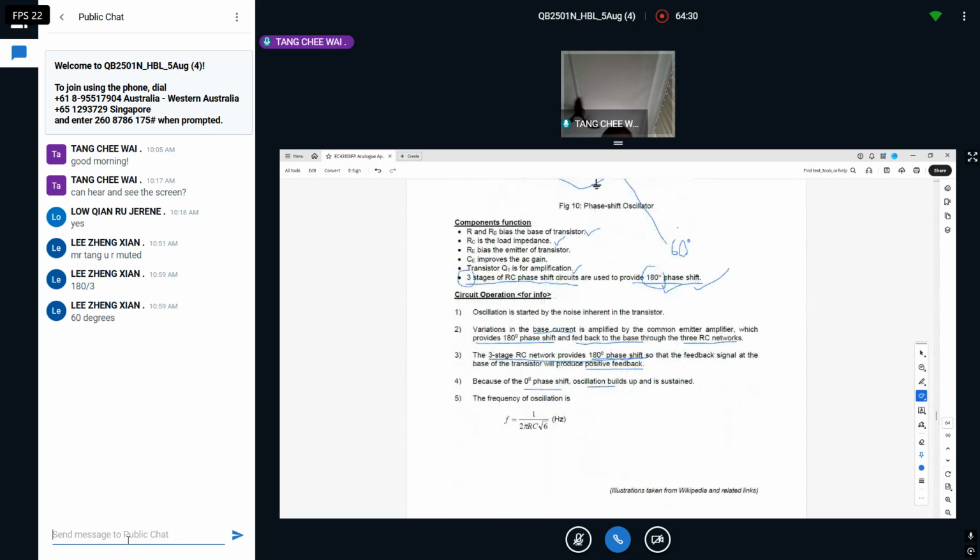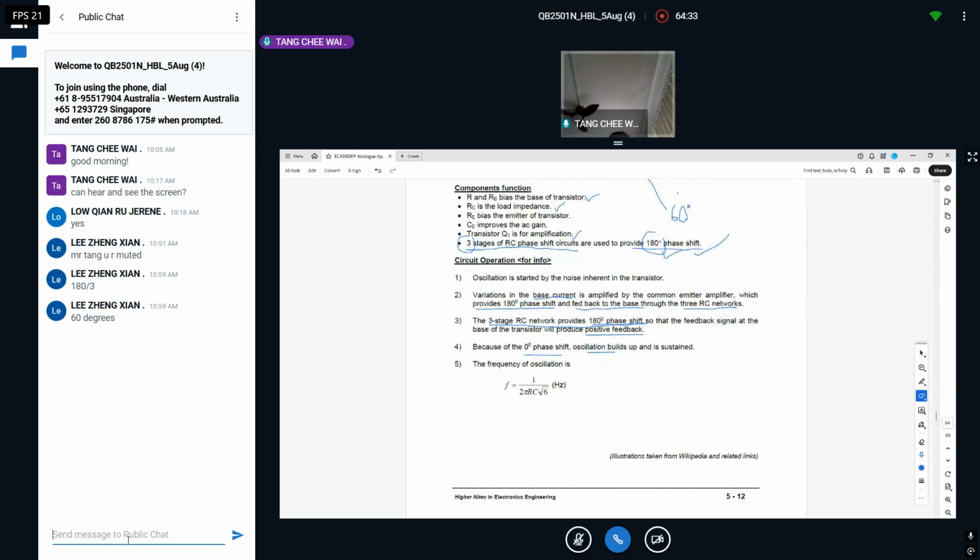Here same thing, you do have a formula for calculating the frequency of oscillation. Every time we talk about oscillation, there must be frequency, just like your power supply, 230 volts, 50 hertz. AC is oscillation. The moment you have oscillation, we calculate frequency. So over here, the formula is such: F equals 1 over 2 pi RC square root 6, and the unit is hertz. So take note, this could be asked during your exam. After all, there's not many formulas. So just take note.